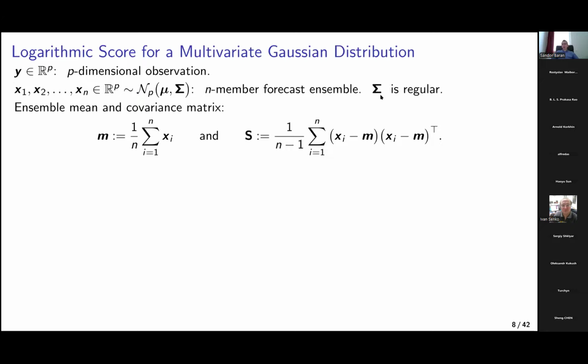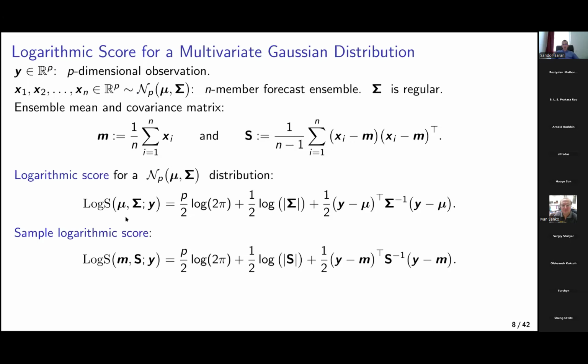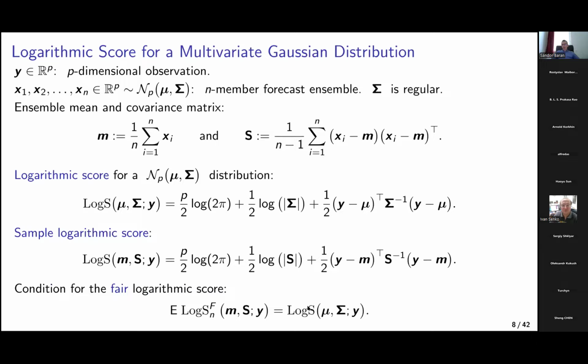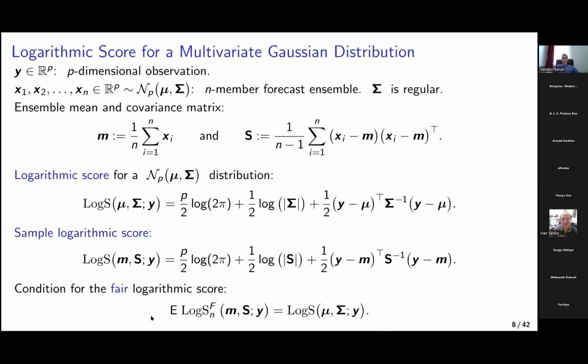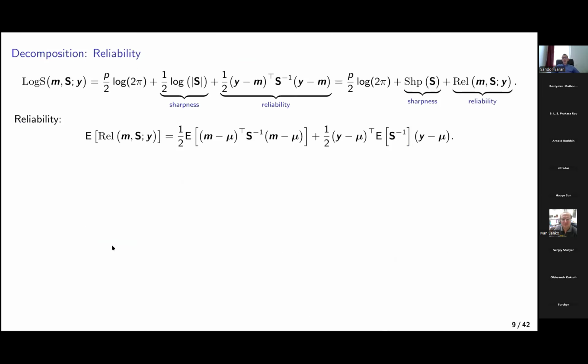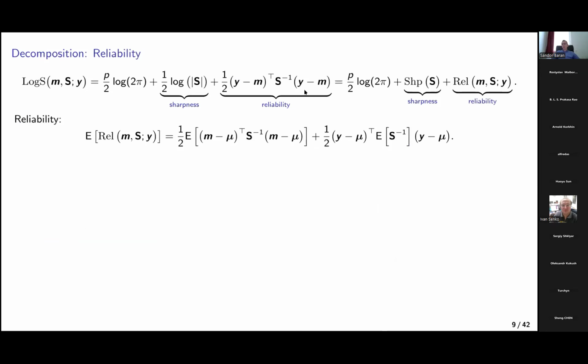assume that the covariance matrix is regular. So again, you have the ensemble mean, ensemble covariance matrix. Of course, it's trivial. This is the log score for the theoretical distribution. And this is the sample logarithmic score for them using the unbiased estimates of the mean and the covariance matrix. And this is the condition: we should find a modification of this sample logarithmic score, which is an unbiased estimator of the theoretical one. So we started to analyze the mean of this sample logarithmic score, and we had the following decomposition.